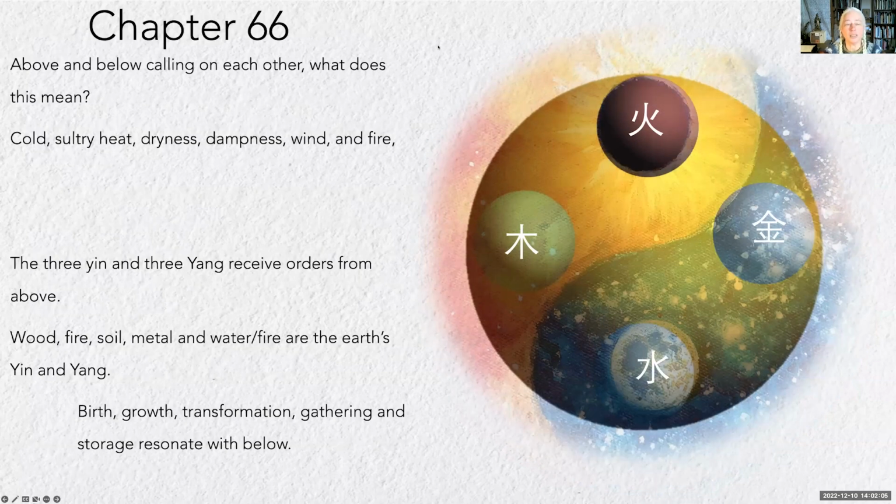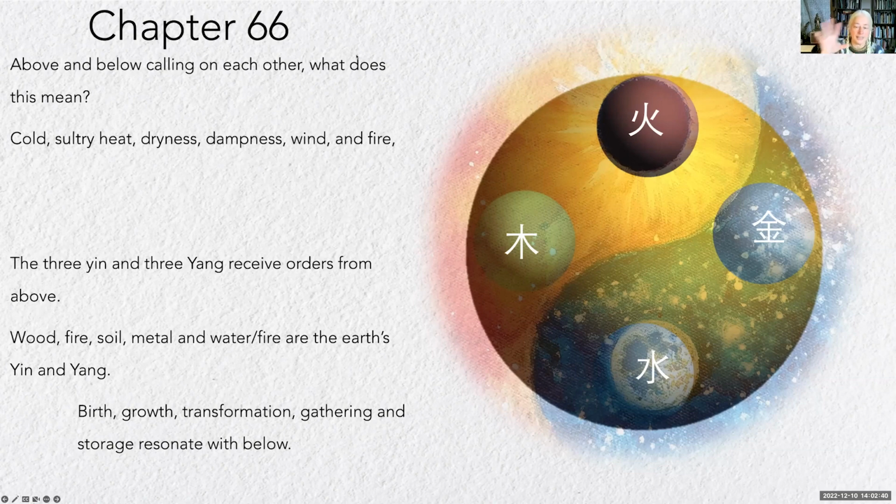above and below calling on each other. What does this mean? The Yellow Emperor asks. Qibo: cold, sultry heat, dryness, dampness, wind, and fire. The three yin and the three yang receive orders from above. Wood, fire, soil, metal, water, and the fire that's inside of the water are the earth's yin and yang, and birth, growth, transformation, gathering, storage resonate with below.